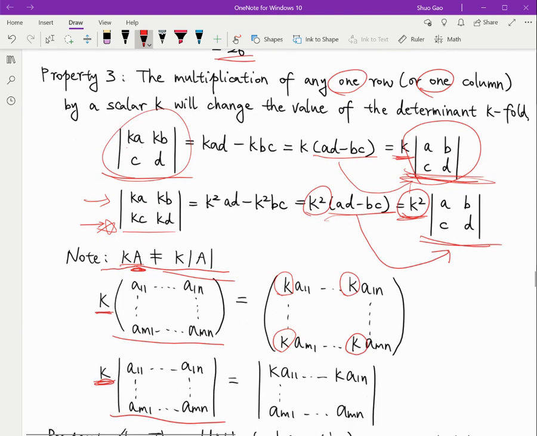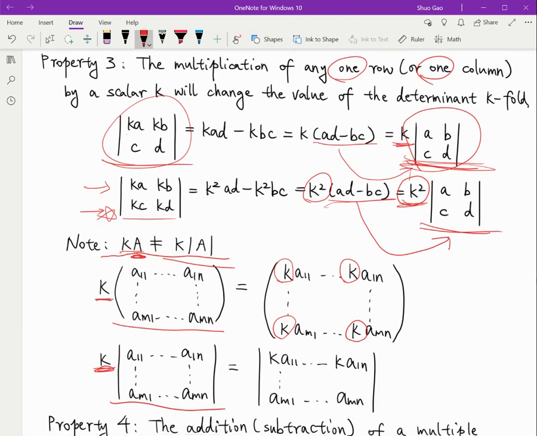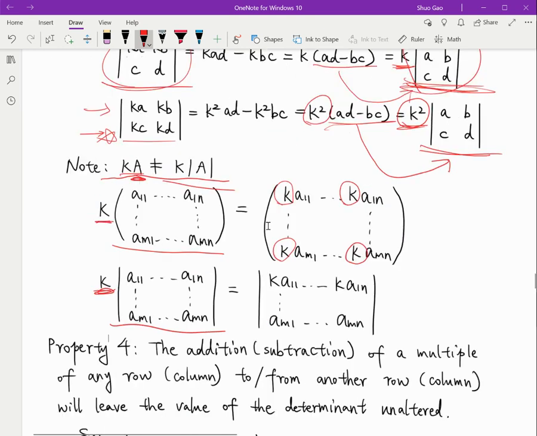So based on property 3, the result should be K times any one row or any one column of the original determinant. Right. So we cannot write K and K here, right? Because it's a determinant. If you multiply K before that, it means that you can only change one row or one column of the original determinant. But you cannot change all of that.